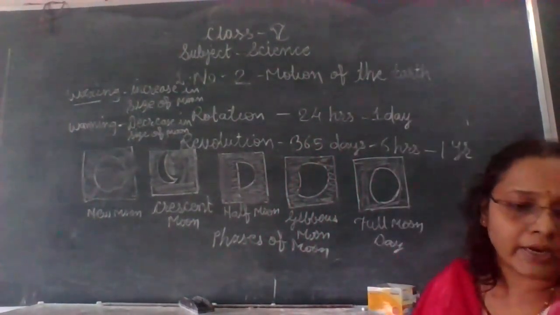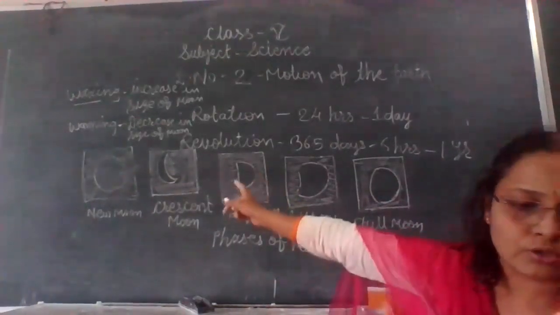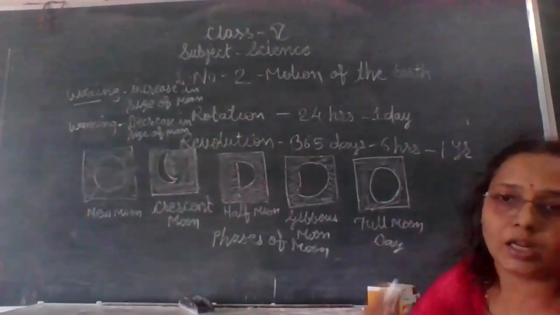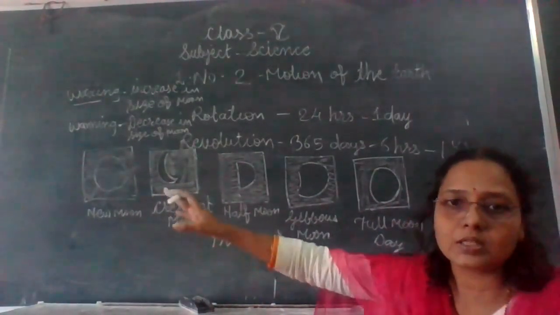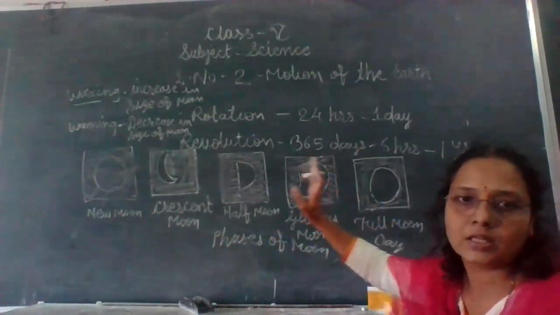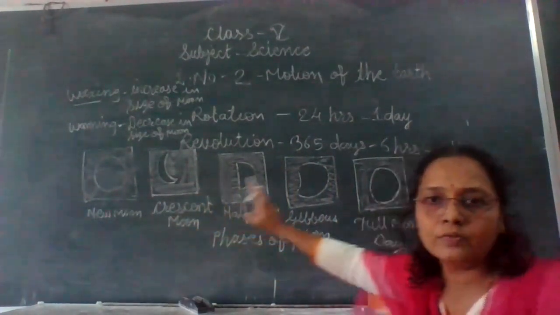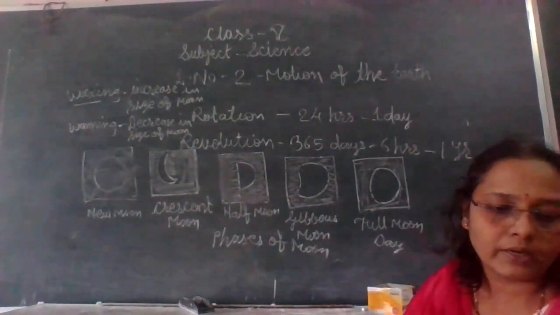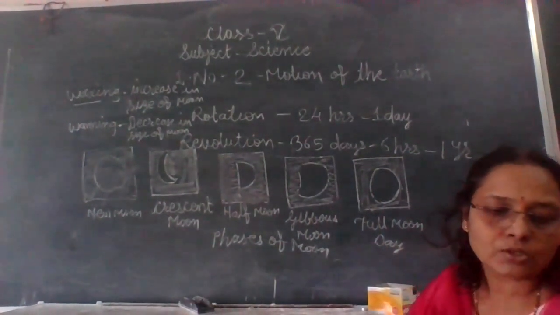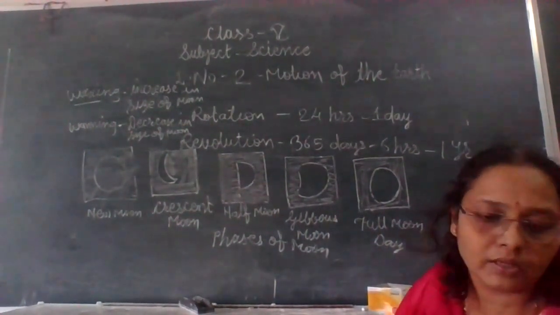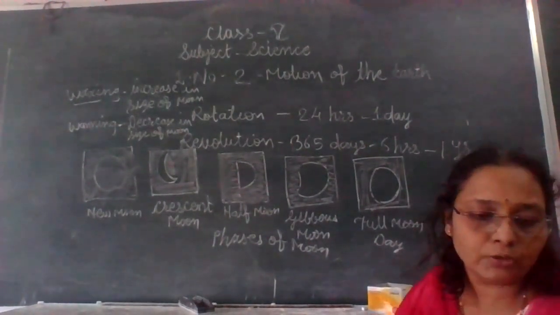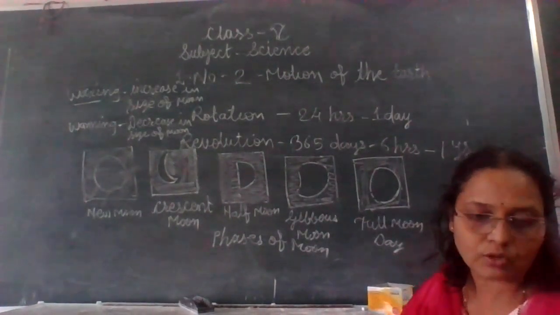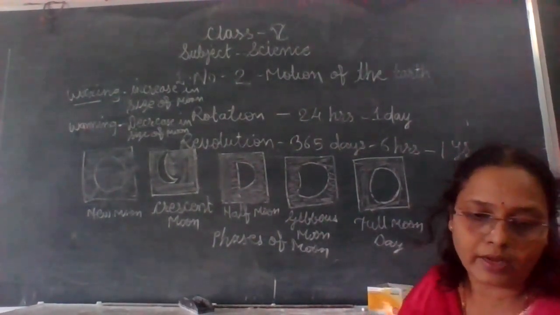So the period from one new moon to the next is 28 to 30 days. So this takes 28 to 30 days. Okay, so it is called the lunar month. Every day of the lunar month is called a tithi. इसको हम लोग तिथि बोलते हैं.